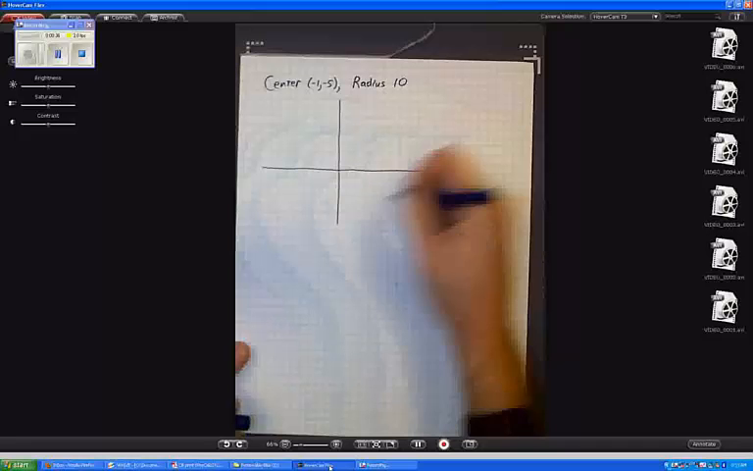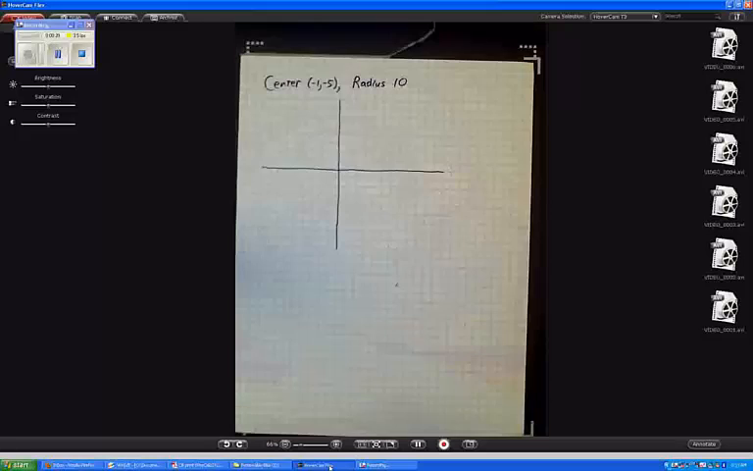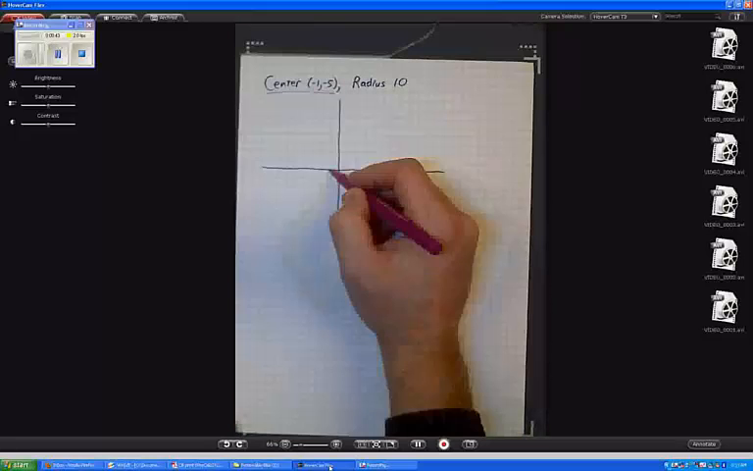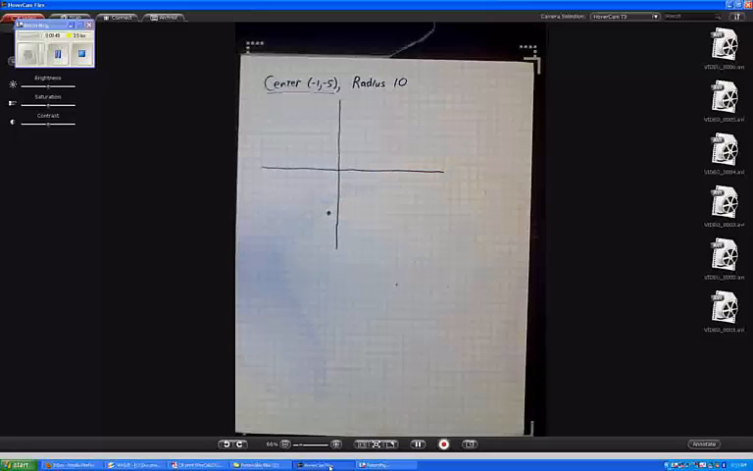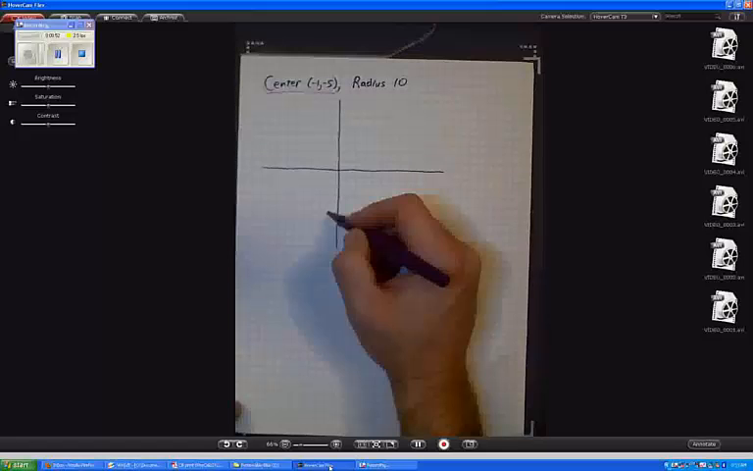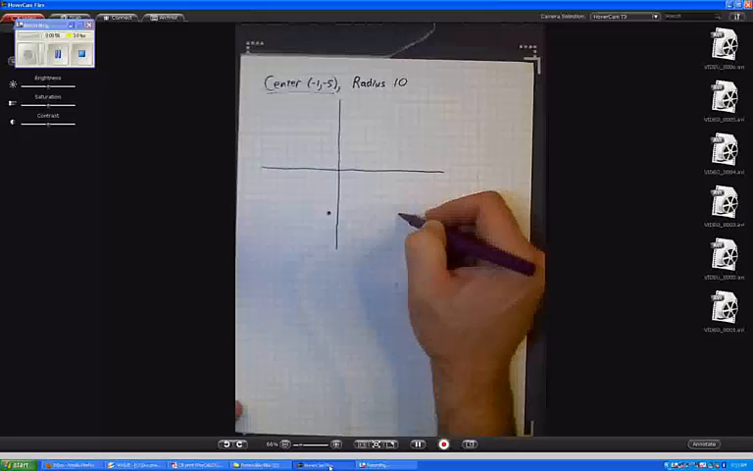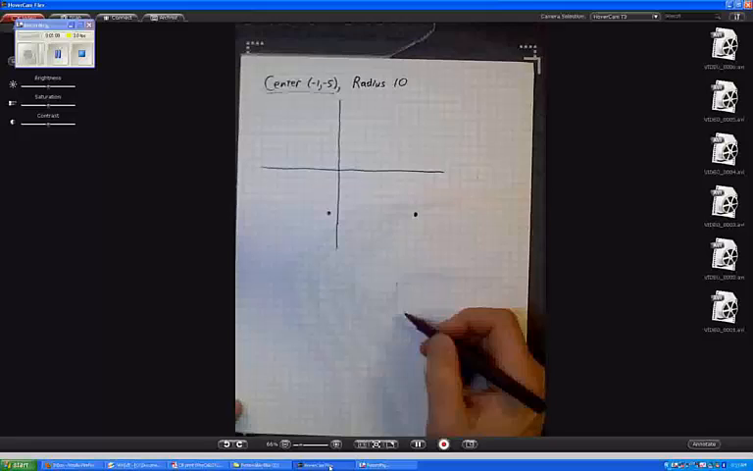It's kind of fun. Let's see, negative 1, negative 5. Let me plot the center. So negative 1, 1, 2, 3, 4, negative 5. There's the center. And now the radius is 10. So I just have to count out 1, 2, 3, 4, 5, 6, 7, 8, 9, 10, right there. What point is that?